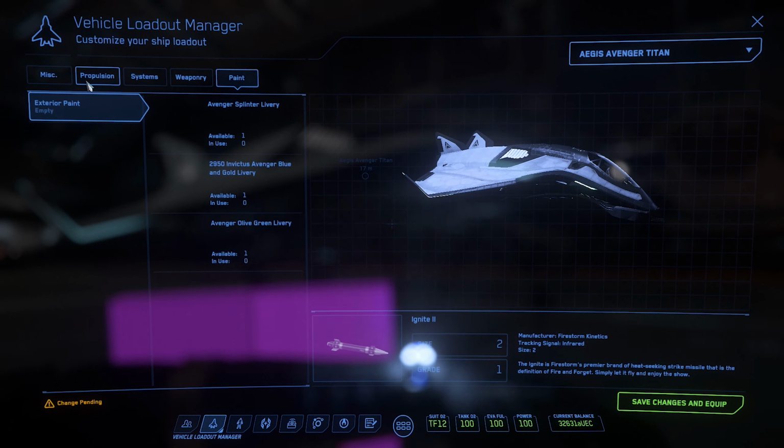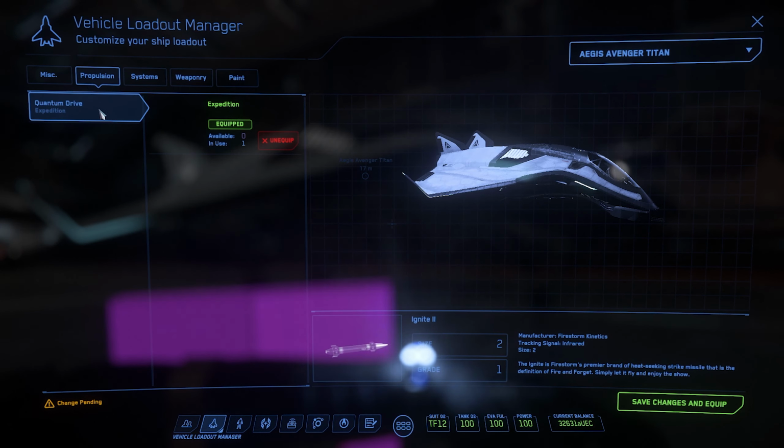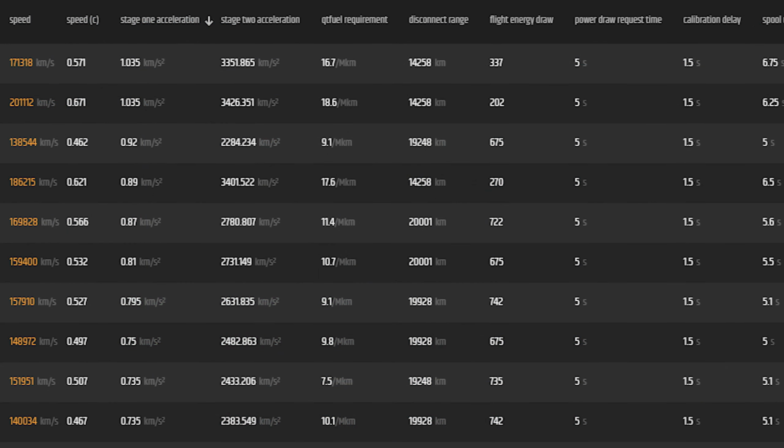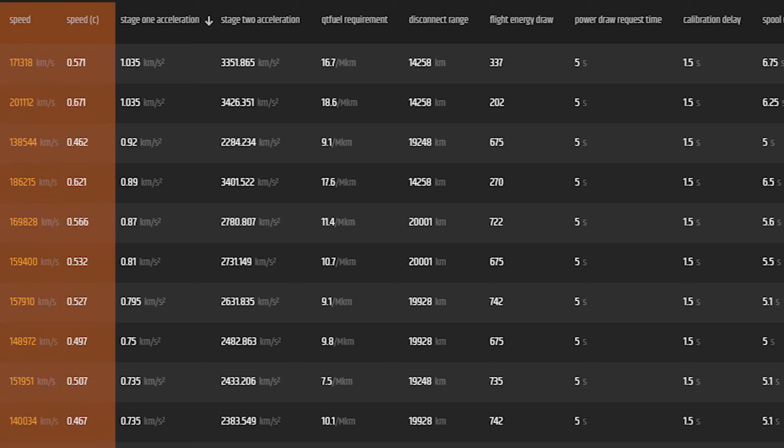Moving into propulsion, currently this only lists the quantum drives, which as their name suggests, are used to make use of quantum travel. There are a lot of things to consider with quantum drives, so maybe grab a cup of tea before watching this section. The first is speed, which can be measured in both kilometers per second as well as the speed of light, c. 0.5 c then is 50% of the speed of light.